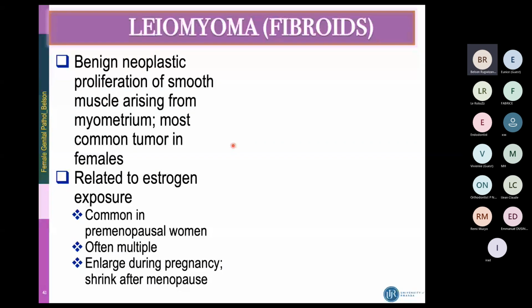So the myometrium, you know, is composed of smooth muscle. So then it is very easy to have a tumor from smooth muscle. If it is benign, it will be leiomyoma. The malignant one will be leiomyosarcoma. So leiomyomas are benign neoplastic proliferations of smooth muscle arising from the myometrium. And this is the most common tumor in females. So we see so many such cases at surgery. And usually the woman has multiple nodules, not only one. And they are related to estrogen exposure.